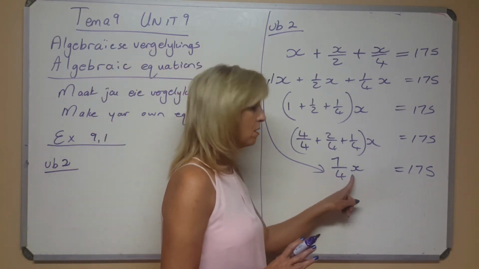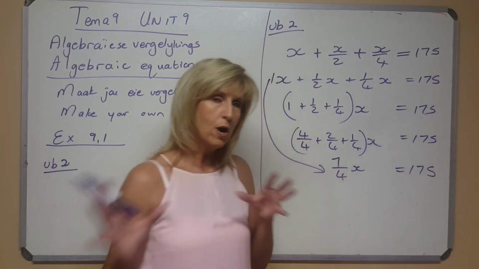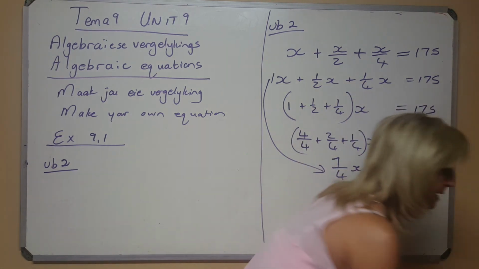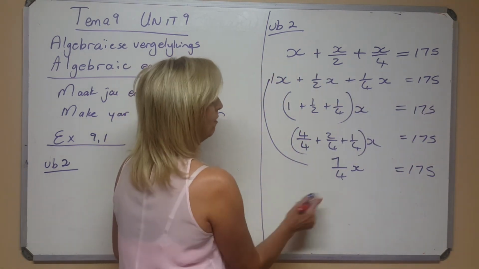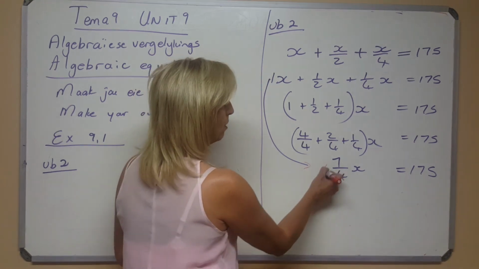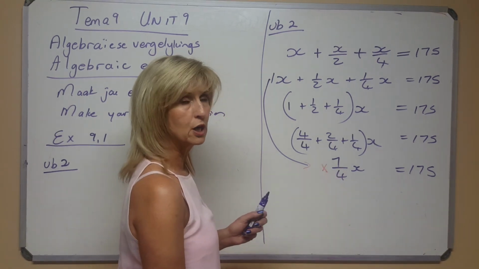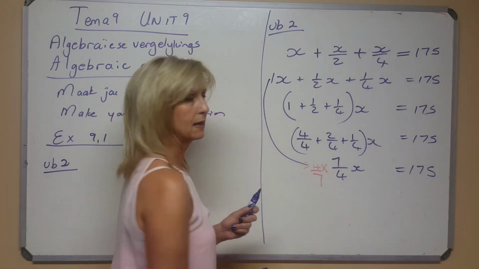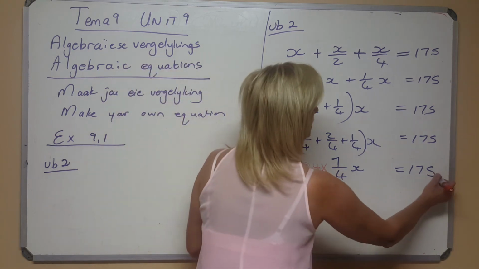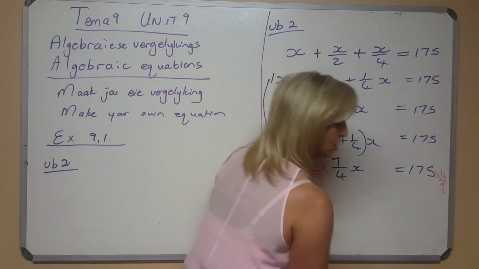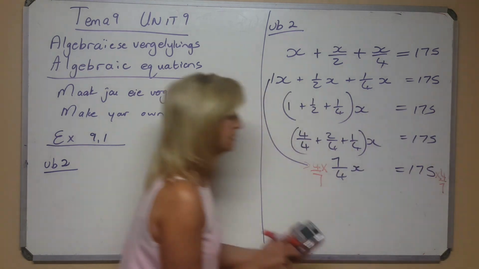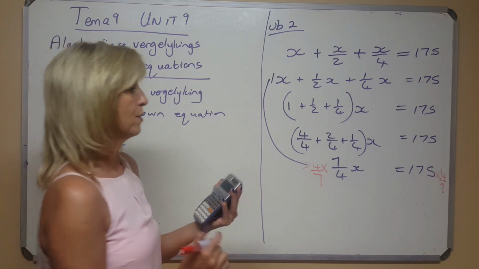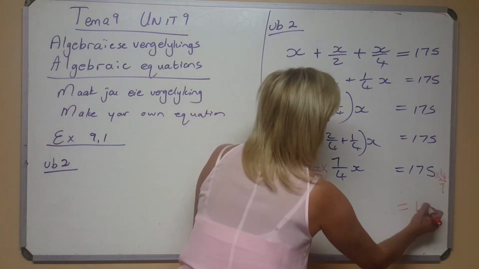Hoe raak ek ontslaaf van daai 7/4? What will I do on both sides with my color pen so that I can see what's left to get rid of that 7/4? Jy maal mos met die resiprook. You times by the reciprocal. So times by 4/7, and my color doesn't want to work now. Dan maal jy mos hier ook met 4/7. And you do that on your calculator, and if you say 175 times with 4 divided by 7 gives you 100. So dan is x gelyk aan 100.